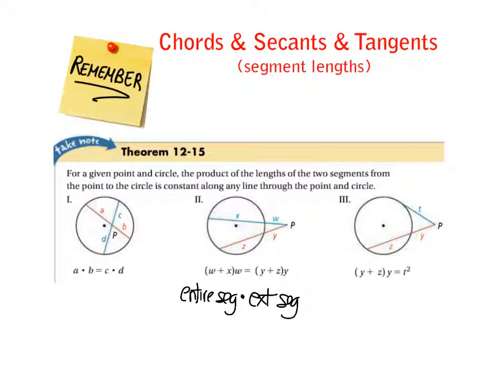All right, if it happens that one of your secants actually ends up being a tangent, like this one is, well, we're still going to do the entire segment times the exterior. But since on the tangent the entire segment is the exterior, you think of it as the entire is t and the exterior is t. So it's t times t, or in this case, t squared then. If it's a tangent, you can just square it.